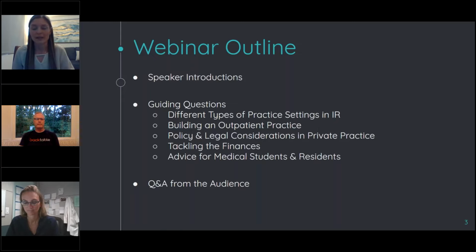And then we're going to dive more into the details of the OBL settings as it directly relates to Dr. Constantino and Dr. Lipman, and focus more on building an outpatient practice. So we'll be able to touch on the legal considerations and financial considerations when deciding whether or not that's of interest to you.